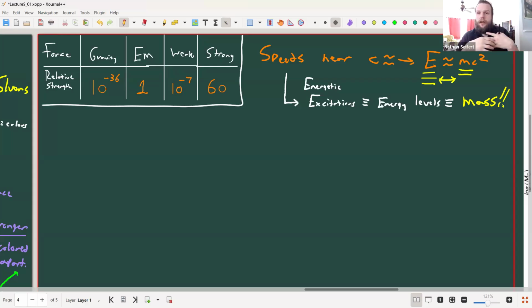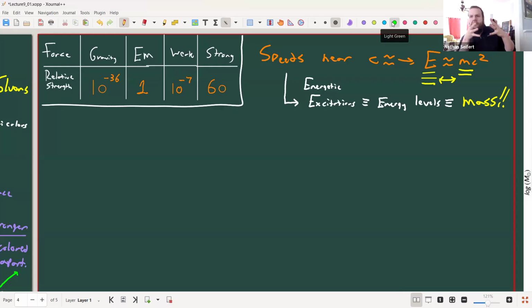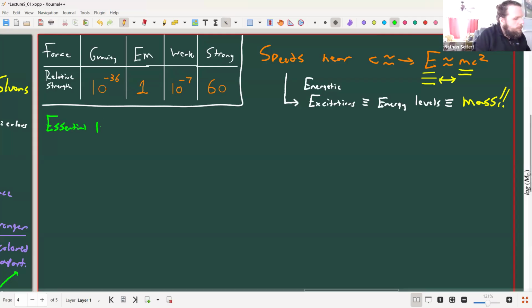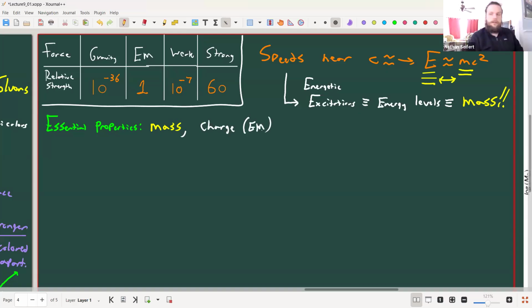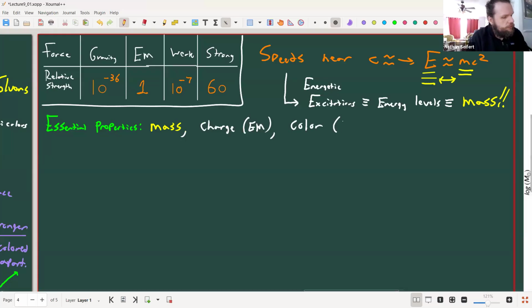So let's think about how things are organized. What I want to think about is that there are essential properties that everything shares. We've already talked about some of them. One of them, of course, is the mass. One of them is the charge, which tells you whether it interacts with EM, the electromagnetic field. Things with charge interact with electromagnetism. There's the color, that's the strong force.